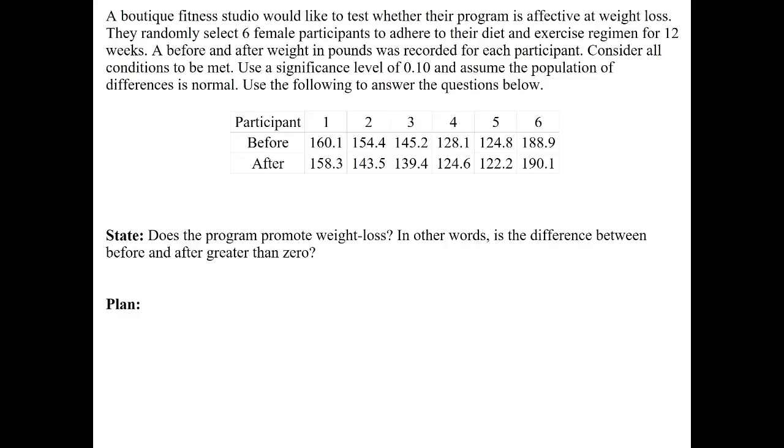So we can see here that this is going to be dependent or paired data, because we have one participant and then we have 2 measurements for that same participant. So for the first female, they had a before weight of 160.1 pounds and an after weight of 150.3 pounds. So this implies that these 2 measurements are dependent upon each other. And so the data is paired, which means that we need to do a matched pairs procedure.